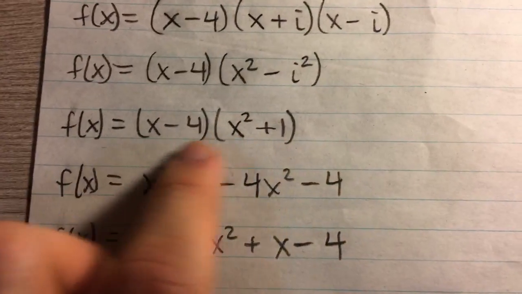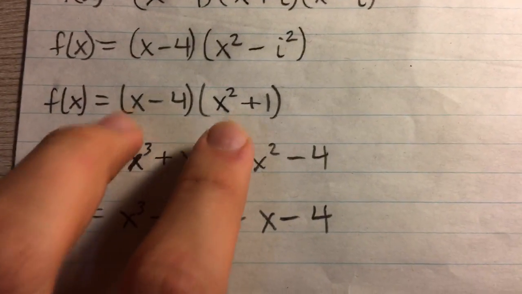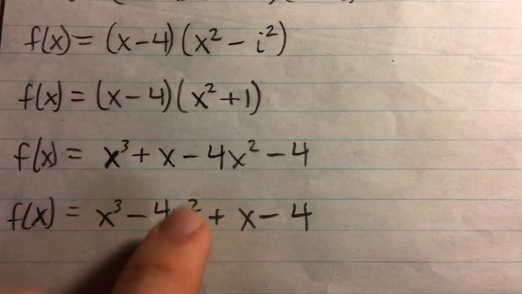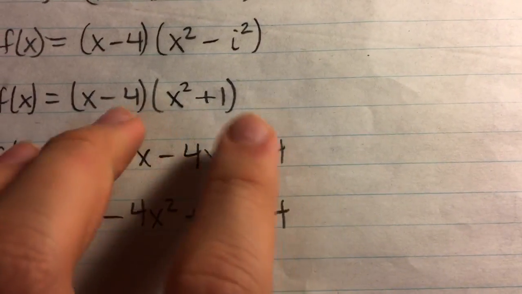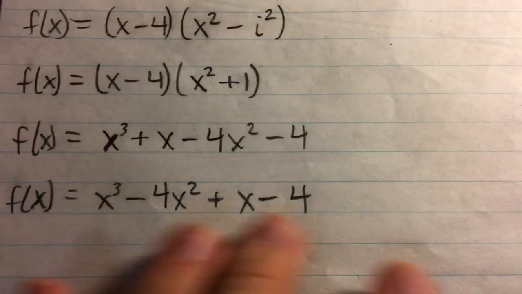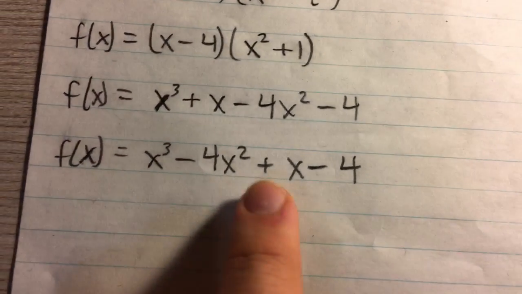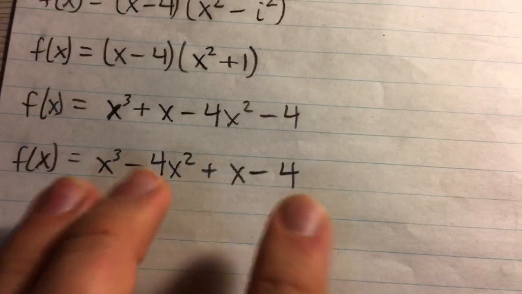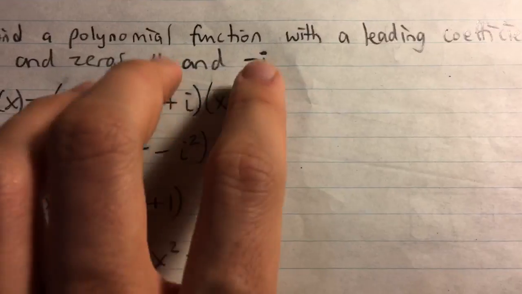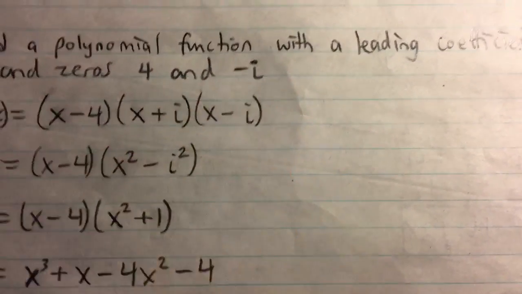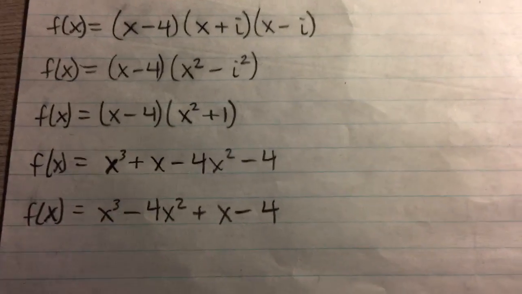Now we can FOIL once again these two binomials. So we're going to get x cubed plus x minus 4x squared and minus 4. Now we rearrange the terms and we'll get our final answer of x cubed minus 4x squared plus x minus 4. This function has all three roots, including the other root i, which is necessary, and has a leading coefficient of 1.